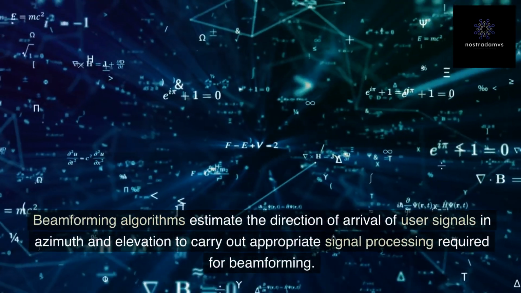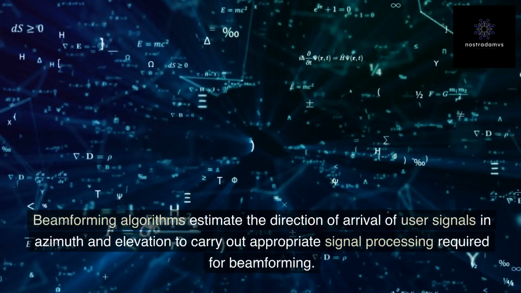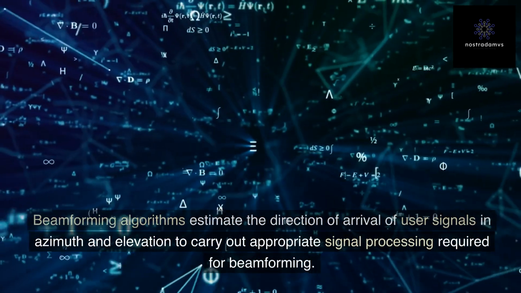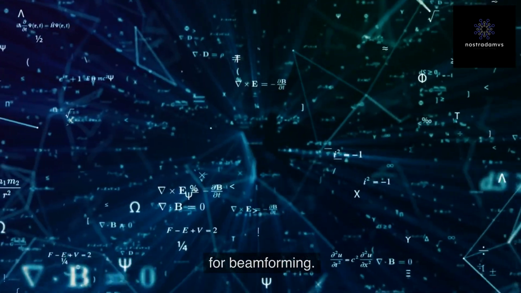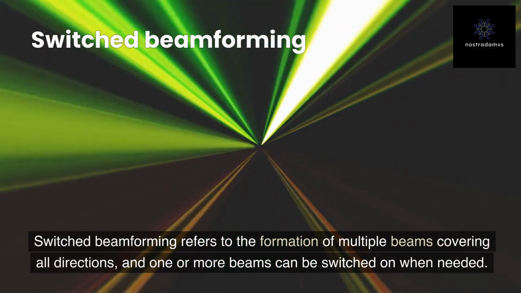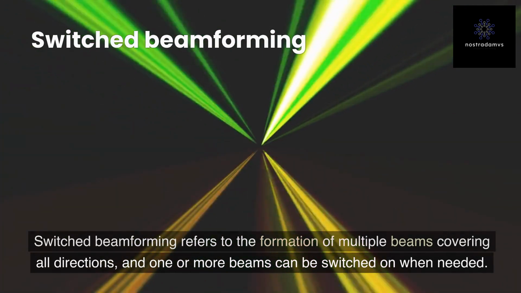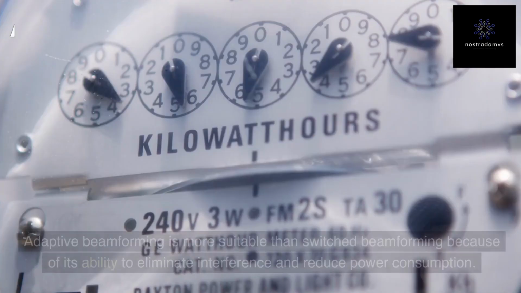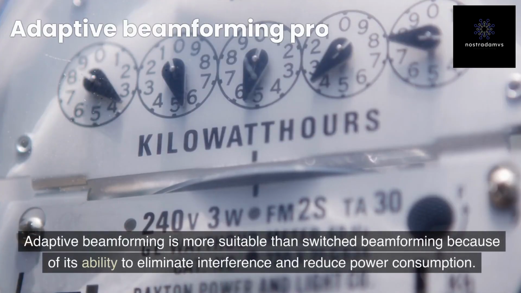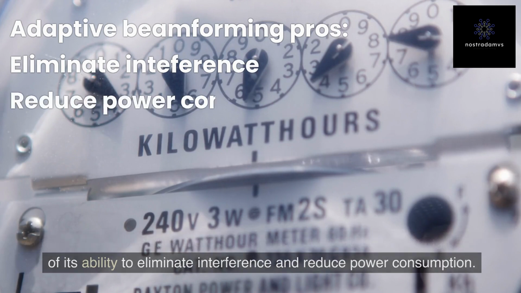Beamforming algorithms estimate the direction of arrival of user signals in azimuth and elevation to carry out appropriate signal processing required for beamforming. Switched beamforming refers to the formation of multiple beams covering all directions, and one or more beams can be switched on when needed. Adaptive beamforming is more suitable than switched beamforming because of its ability to eliminate interference and reduce power consumption.